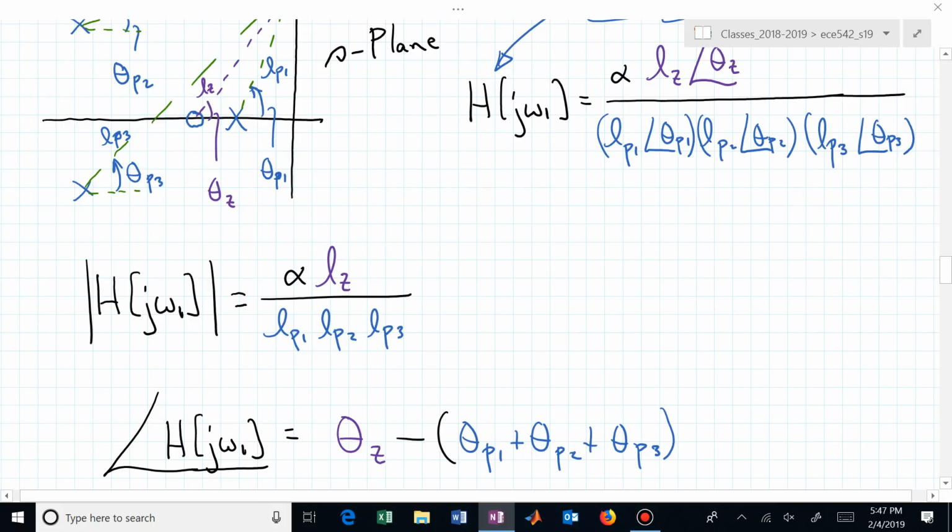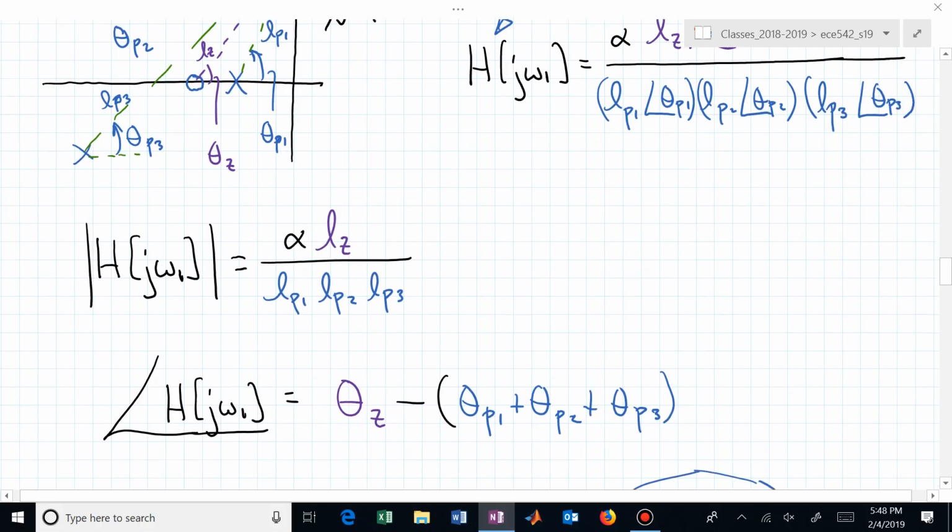Did anyone see something like this in a 320 class? In a 441 class, yes, that's a controls class. You probably have seen it, but if it's foreign to you, I want it to start to become a little bit more comfortable to you as far as computing these numerical values.